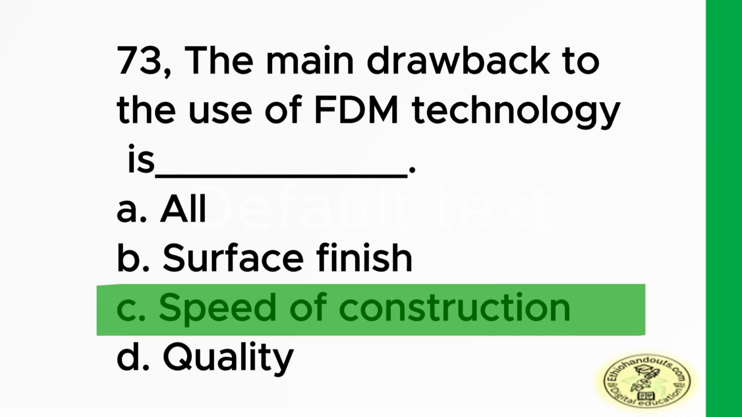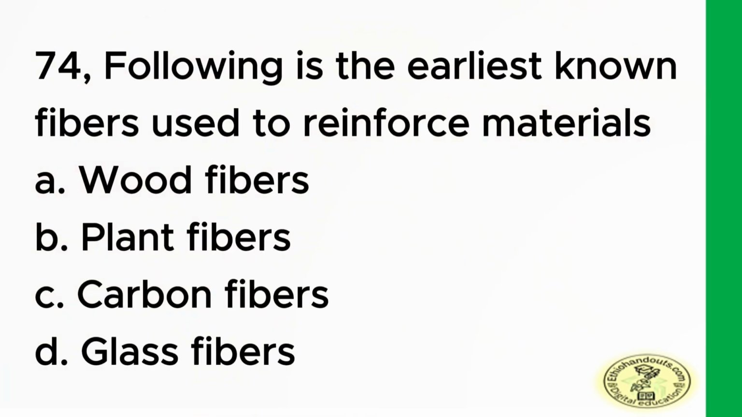The correct answer is C. Speed of construction. 74. Following is the earliest known fibers used to reinforce materials: A. Wood fibers, B. Plant fibers, C. Carbon fibers, D. Glass fibers.